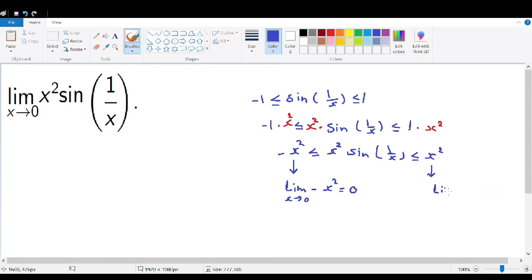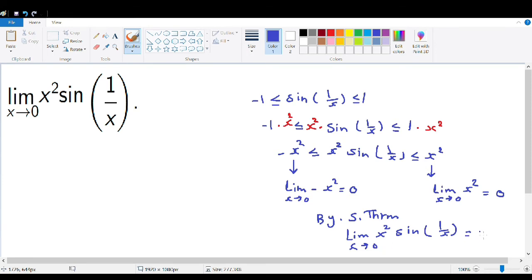Similarly for this one, the limit of x squared when x approaches 0, because the question said x approaches 0. This one is a polynomial, so the limit is equal to 0. Now since the limit of this one is equal to 0 and the limit of this one also equals 0, by squeeze theorem we conclude that the limit of x squared sine 1 over x when x approaches 0 is equal to 0.